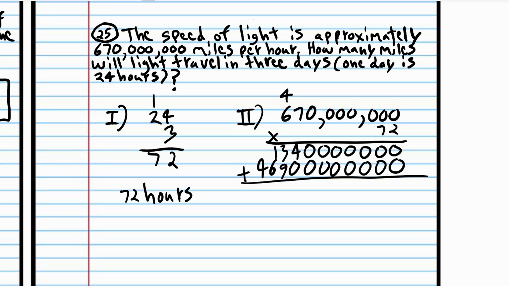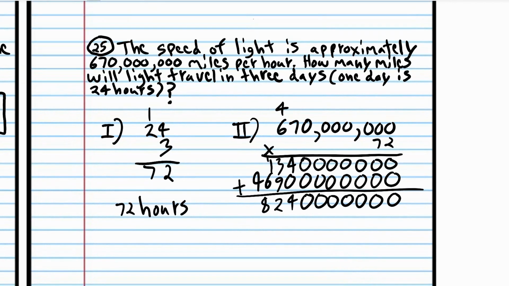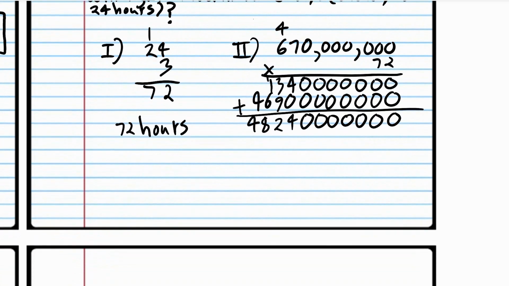All right, so now we add these numbers. 0 plus 0 is 0. 0 plus 0 is 0. 0, 0, 0, 0, 0. 4 plus 0 is 4. 3 plus 9 is 12. Carry the 1. 6 plus 1 plus 1 is 8. 4 plus nothing is 4. And that's a huge number.